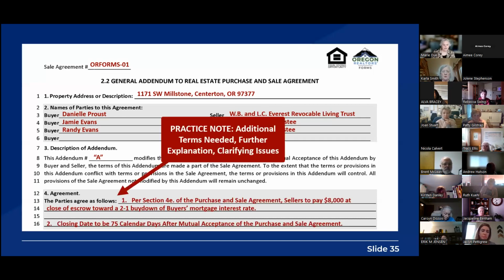But what we want to say is this is the way the attorneys wrote it. So we'll go from there with it. Per section 4E of the purchase and sale agreement, sellers to pay $8,000 at close of escrow towards a 2-1 buy down of buyer's mortgage and interest rate. You're clarifying something that you wrote in earlier. And then the closing date to be 75 calendar days after mutual acceptance of the PSA. Again, I would put in an actual date, figure that out, because calendar days could be kind of, need a little more information.